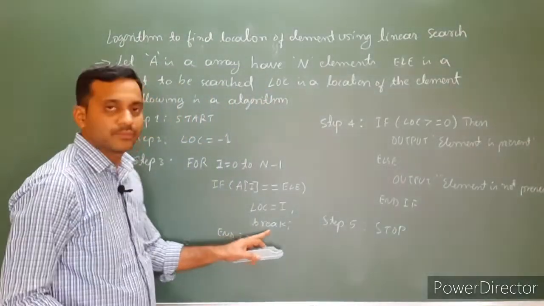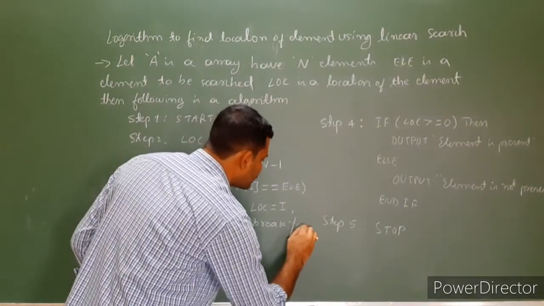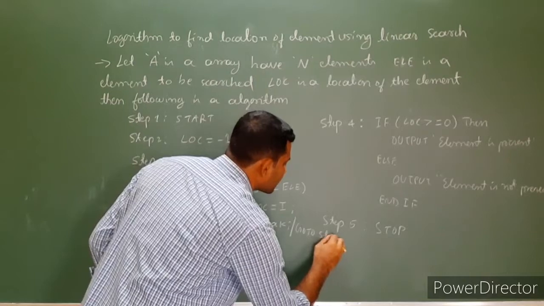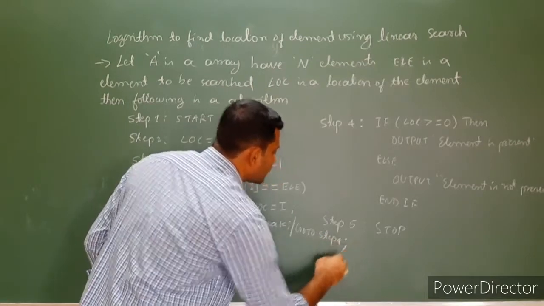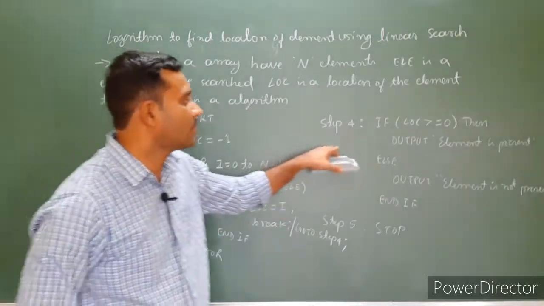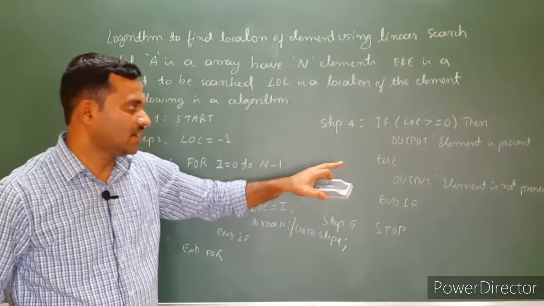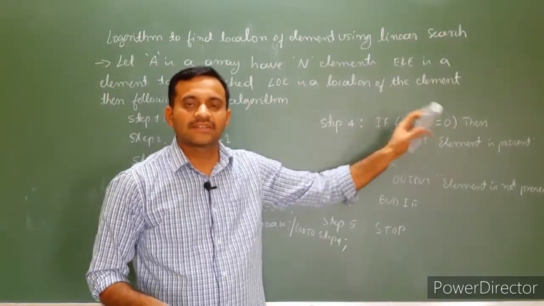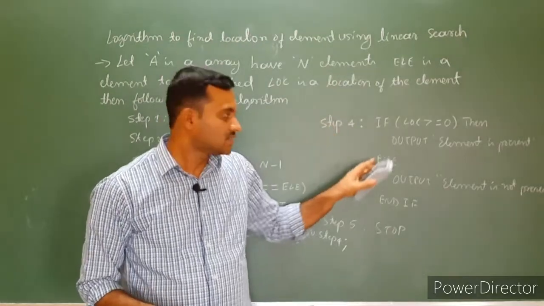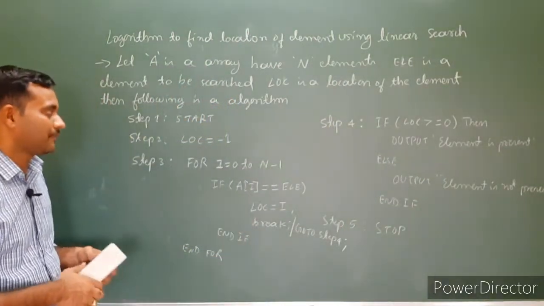Here instead of break we can also write go to step 4. Either we insert break or go to step number 4. In step number 4, we compare if location is greater than or equal to 0, then output element is present. At the same time you have to print the position, else element is not present. That is the algorithm.